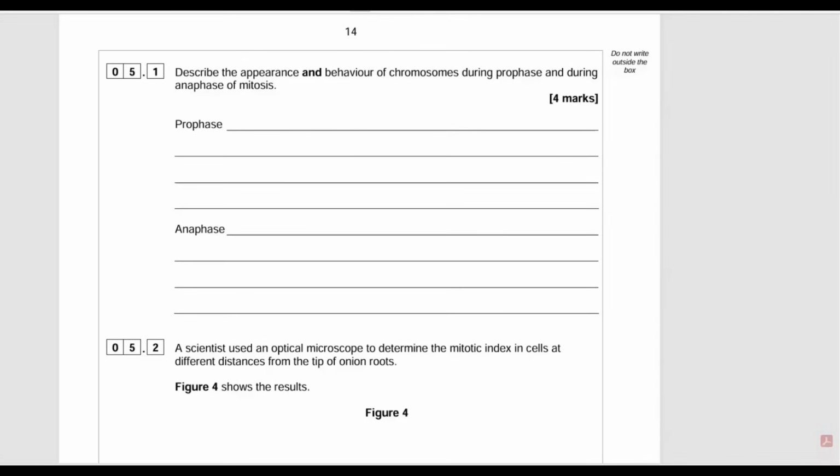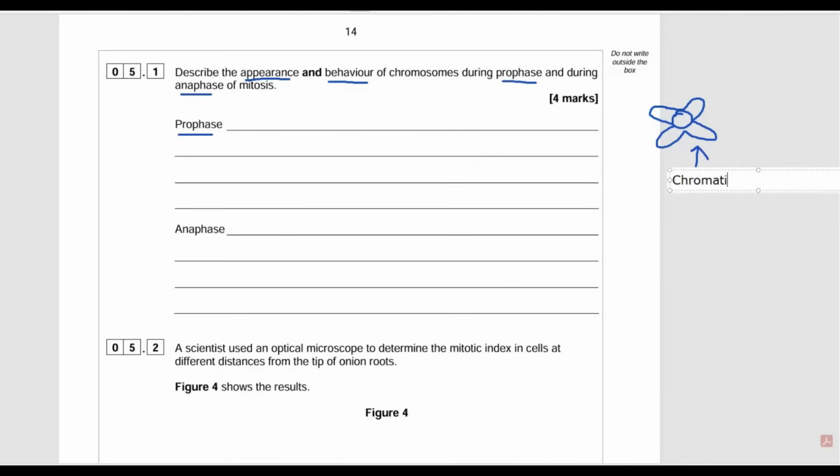Okay, what we're having a look here is question 5. So 5.1, describe the appearance and the behavior of chromosomes. So the appearance, what do they look like and how are they behaving, how are they moving during the prophase and during the anaphase of mitosis. So what we might remember is, what does a chromosome actually look like during the prophase? Well, they form sister chromatids, 2 identical chromosomes joined together by a centromere.